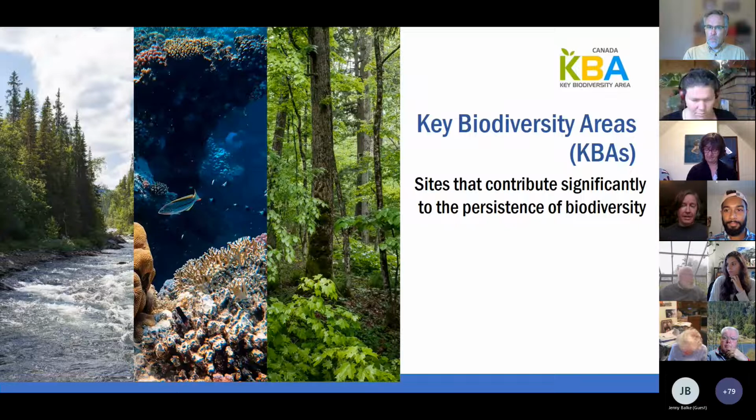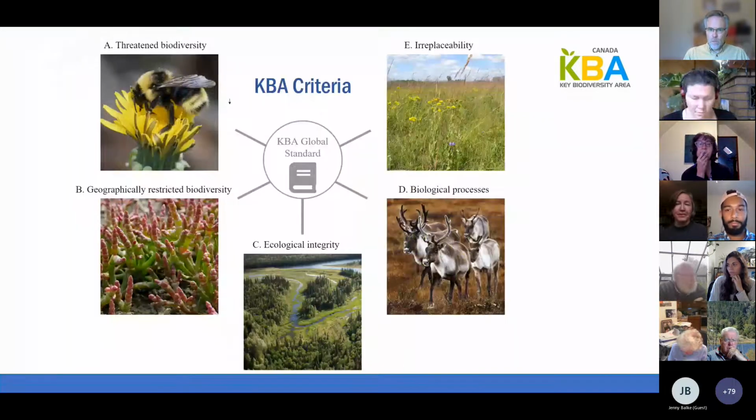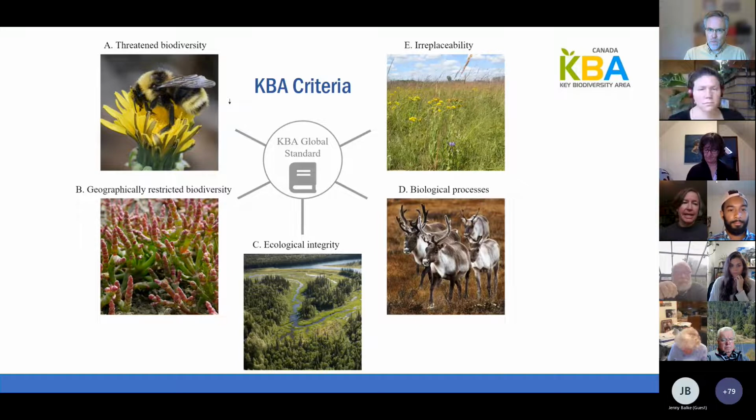So if you go to the next slide, it has to meet one of several criteria that is laid out in the Global Key Biodiversity Area Standard. And now we also have a National Key Biodiversity Area Standard as well for Canada that we'll mention in a minute. But basically, in order to be a key biodiversity area, you need to meet one of the following criteria. So Criterion A, for example, is threatened biodiversity, and that includes species at risk in very specific categories.